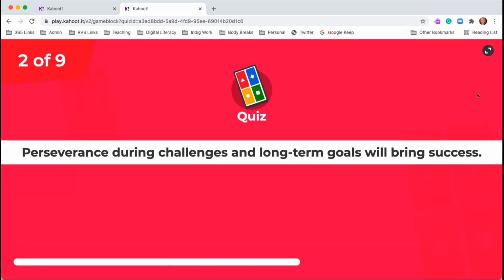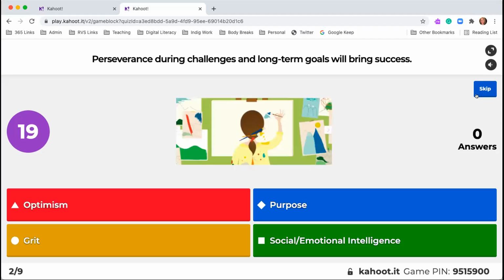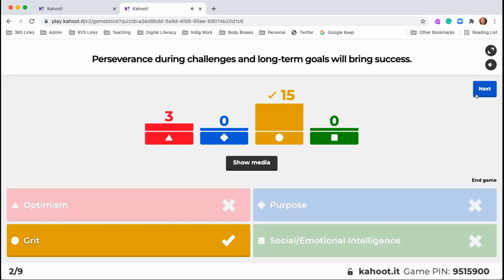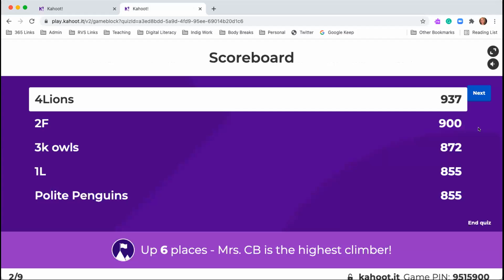Perseverance during challenges and long-term goals will bring success. Is that optimism, purpose, grit, social emotional intelligence? These are hard ones. Perseverance during challenges and long-term goals will bring success. Yes, it's grit. Good job, everybody. You know what? It is also being optimistic. Sometimes these answers are tricky.